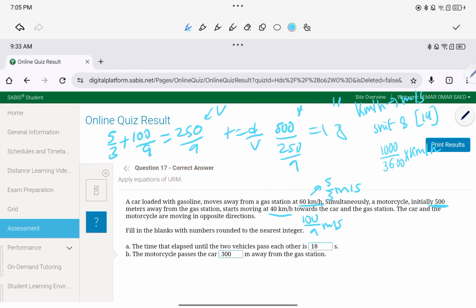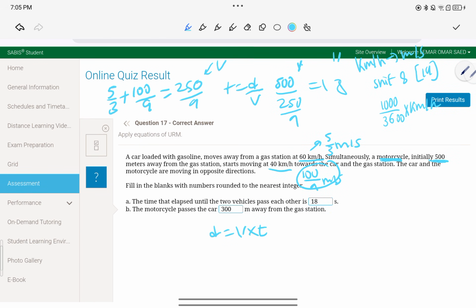B, the distance by the motorcycle is 100/9, because here they said motorcycle. So distance equals velocity multiplied by the time: 100/9 times 18, which is equal to 200. Now the total, which we already said is 500, minus what we got, we will get 300. Okay guys, that's it for the questions like this one that I explained right now.